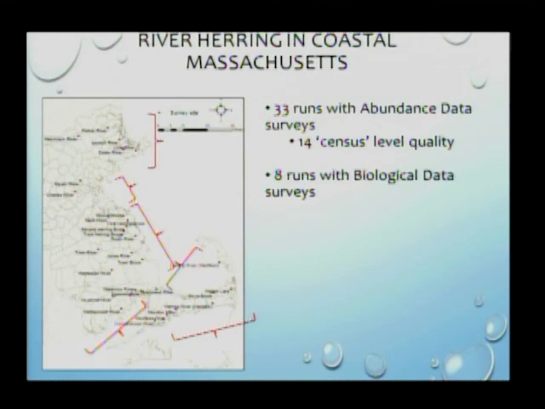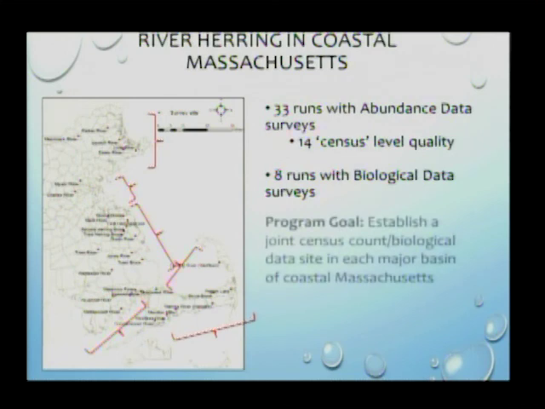So of these 78 runs, we have over 30 runs where we collect abundance data, and that's either by us or a volunteer group. 14 of those, we have census level, which means that we're counting in some way that's probably better than 90% accurate. And then 8 of those runs, we have biological data. So we're collecting fish every week, sacrificing them so that we can age them, get a sex ratio, a species ratio, and everything else that helps us better manage the fishery.